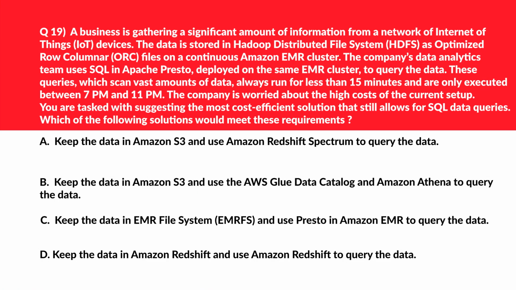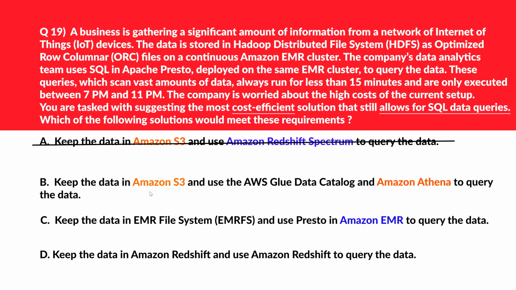Alrighty, let's look at this question. This is somewhat related to big data. So let's first look at option A. It says keep the data in Amazon S3. This looks good. And use Amazon Redshift Spectrum to query the data. Although Redshift Spectrum can query data directly from S3, it is more expensive as compared to Athena because it requires an active Amazon Redshift cluster. Let's eliminate this. We'll look at option B now.